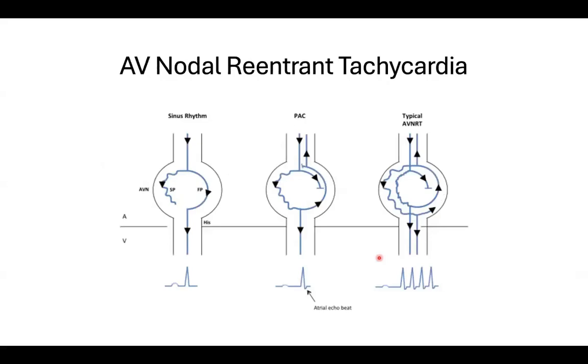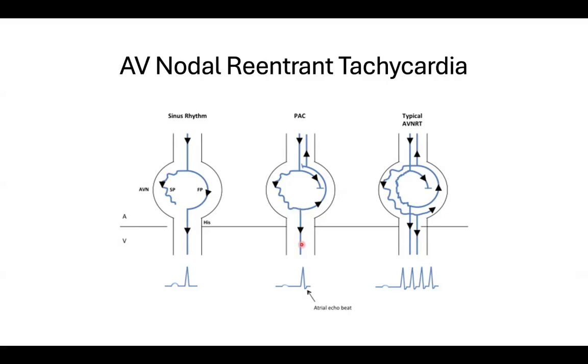And so how AVNRT kicks off is, on the left here, we have that mechanism we were just describing of normal sinus beats, but then you have a premature atrial beat, which comes down and enters the AV node, and it tries to go down the fast pathway, but because this fast pathway is still repolarizing, remember it repolarizes slowly, it can't travel down the fast pathway, so instead it travels down the slow pathway, slowly travelling down here. And by the time it gets to the bottom, the fast pathway has already repolarized, so it takes advantage.